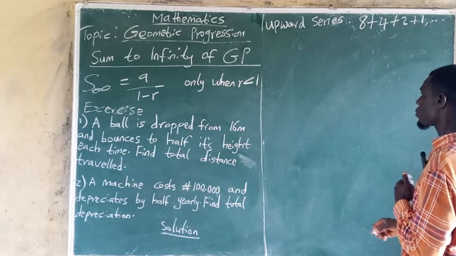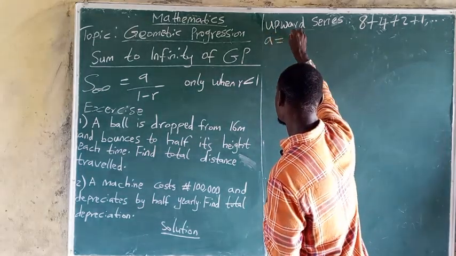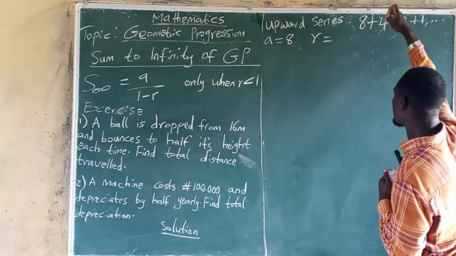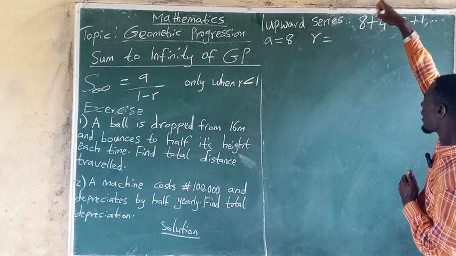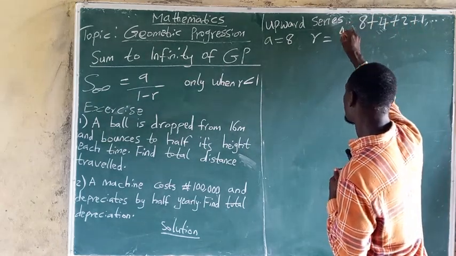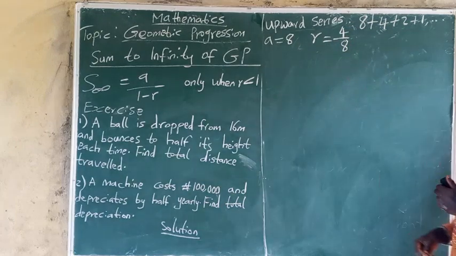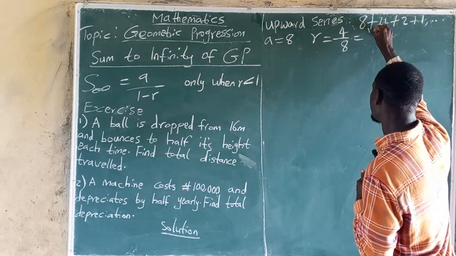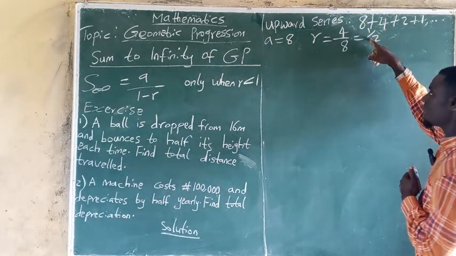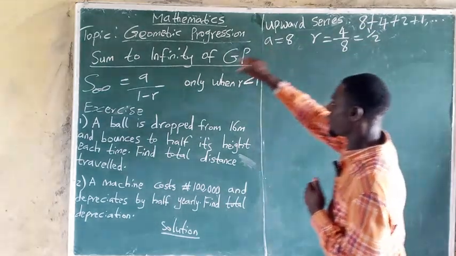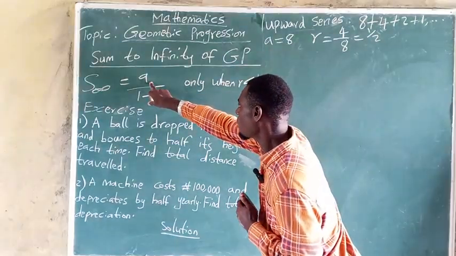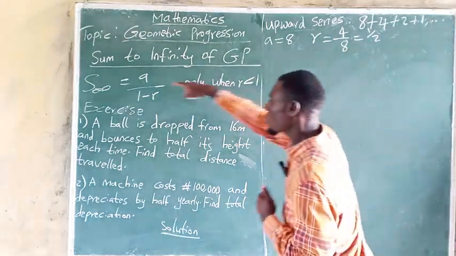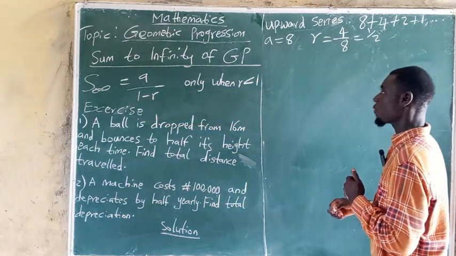The total distance traveled. Our first term here is 8. And our common ratio is any term divided by its previous term, which is 4 over 8, so you have 1 over 2. So now we have a in our sum to infinity, and we have common ratio, which is 1 over 2. So this has already qualified the formula to use.